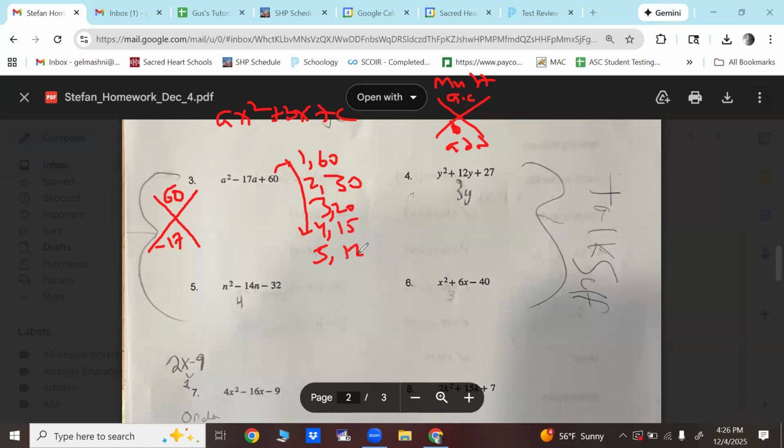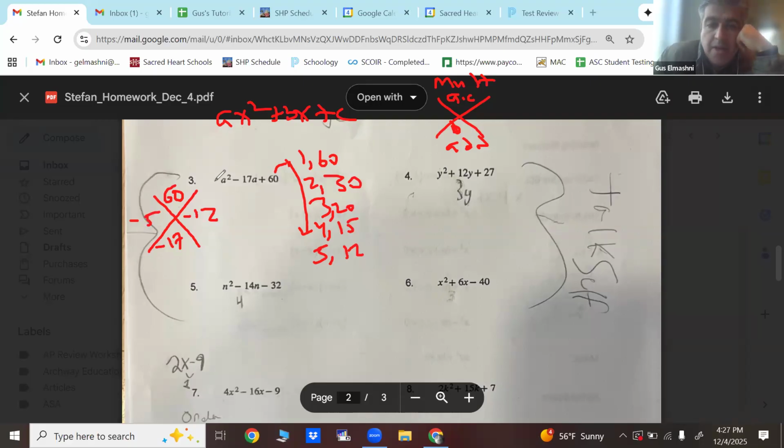Do those two numbers add up to 17? They do. But because it's negative 17, I make both of them negative. And that's okay, because negative 5 times negative 12 is 60. Now, because the first term had a coefficient of 1, you can just go straight to the factored form.